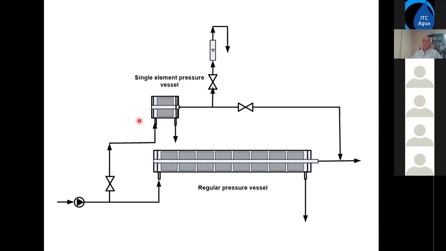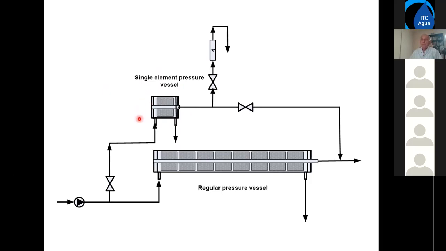This unit does not require a high pressure pump, so it's very inexpensive to install. It can be used, first of all, to test the elements from the pressure vessel. Let's say we want to do cleaning: we could test all eight elements one by one in this unit from one of the pressure vessels, and then we know where we have most of the foulant. Also, if such a unit is connected to a small cleaning unit, we can test the effectiveness of cleaning.